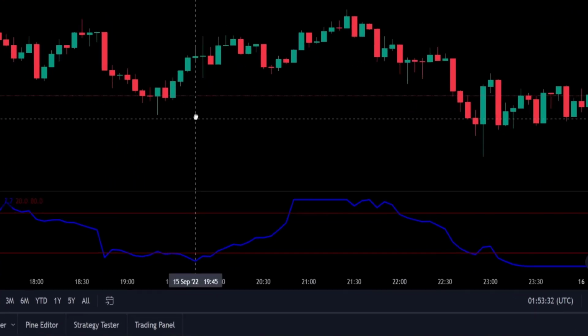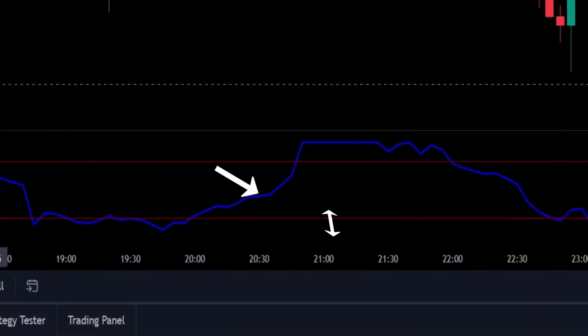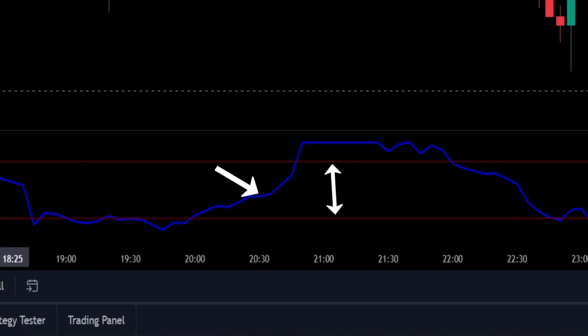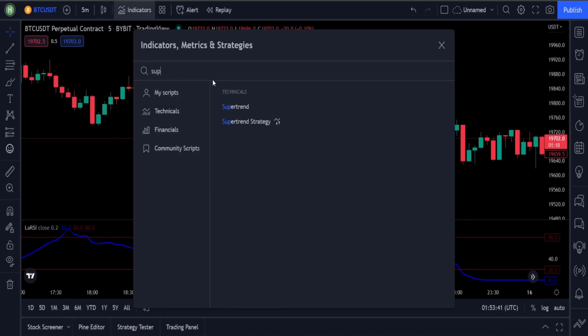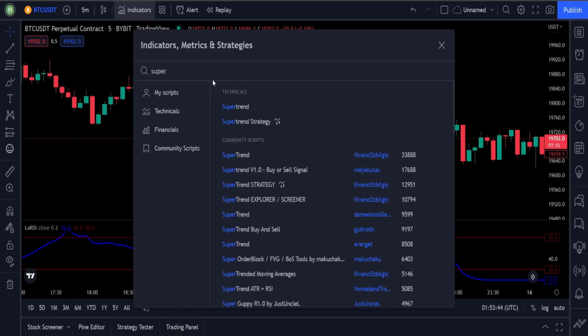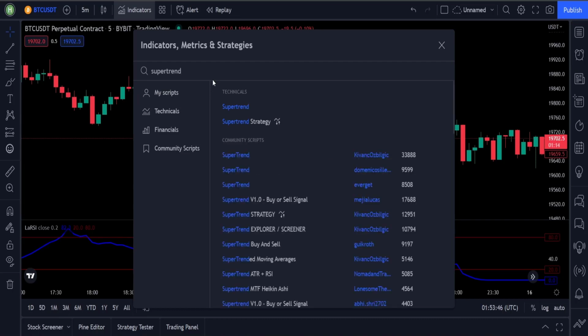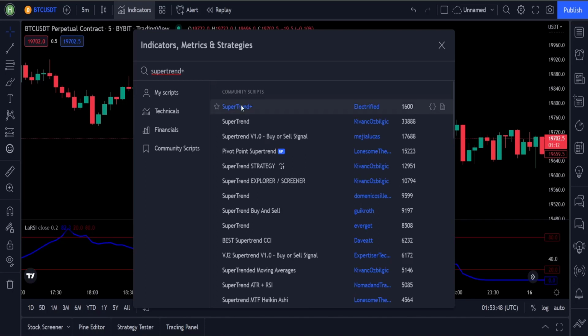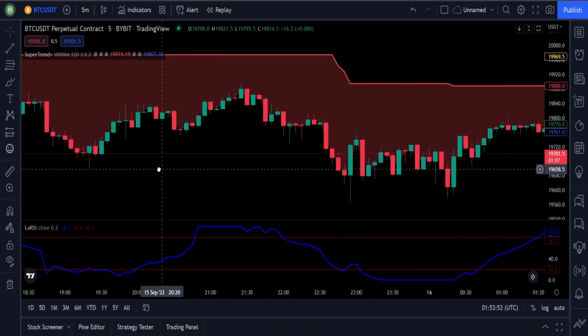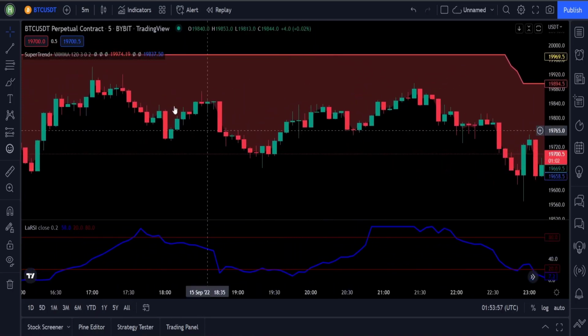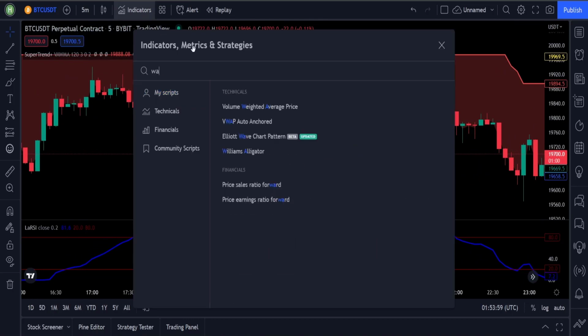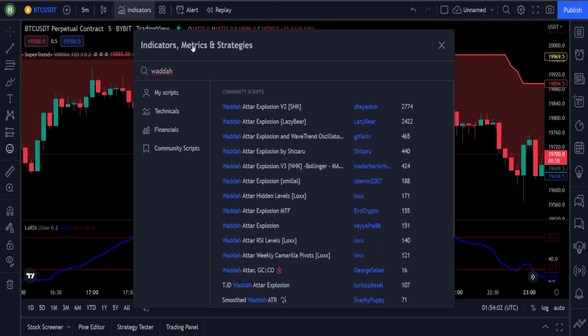Here we can see the indicator consists of a blue Laguerre RSI line and two horizontal levels which are set at 20 and 80. The second indicator we're going to be adding is the Supertrend Plus. It basically aggregates many buy-sell signals and confirmations, and by combining them, provides a strong buy-sell signal or trend confirmation. So this one mainly helps in trend confirmation and increases profit rate as a result. The third indicator we're going to add is Wada Attar Explosion. This one is by Cheyenne KM.